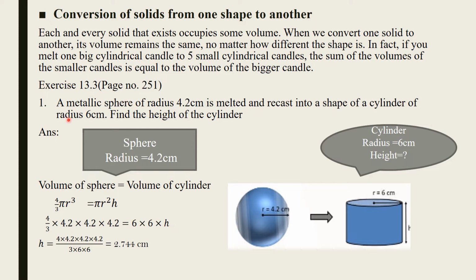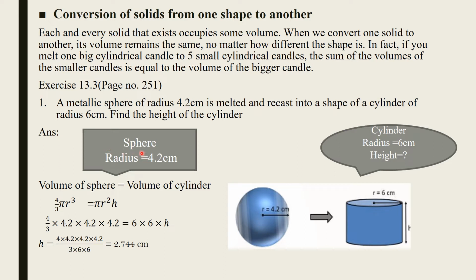In the question, it is given that we take a sphere and melt it into the shape of a cylinder. So the radius of the sphere is equal to 4.2 cm and the radius of the cylinder is equal to 6 cm. We are asked to find the height of the cylinder.